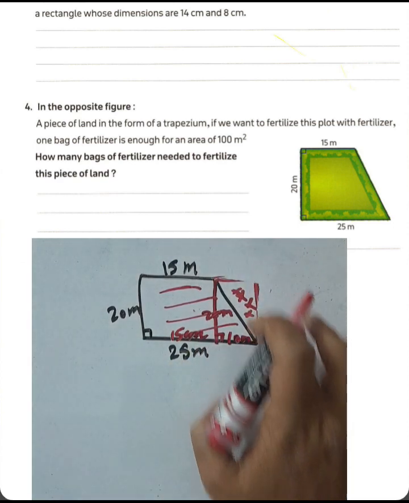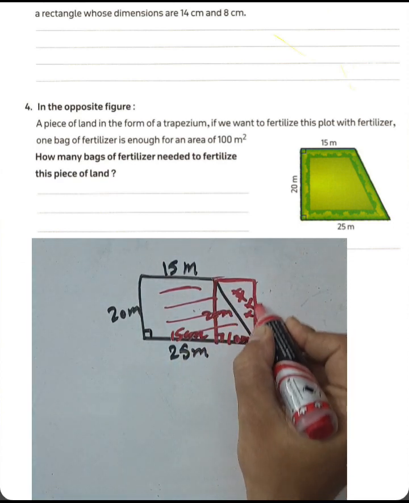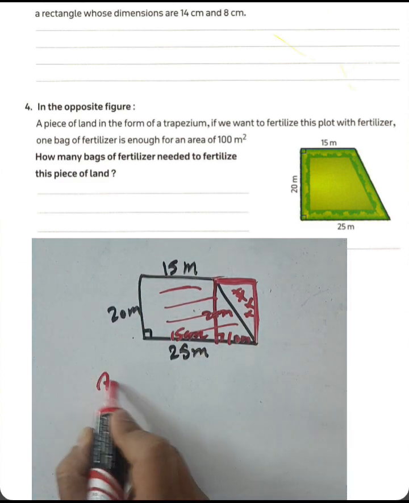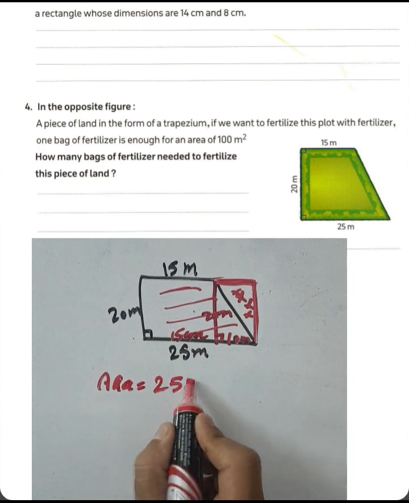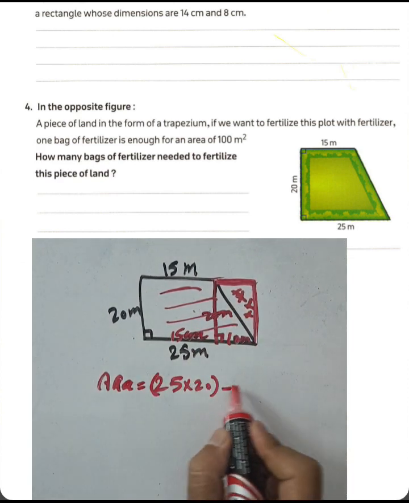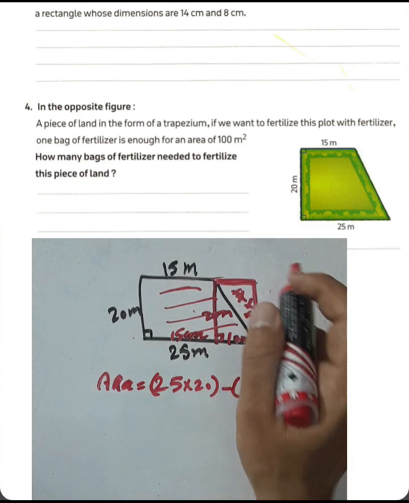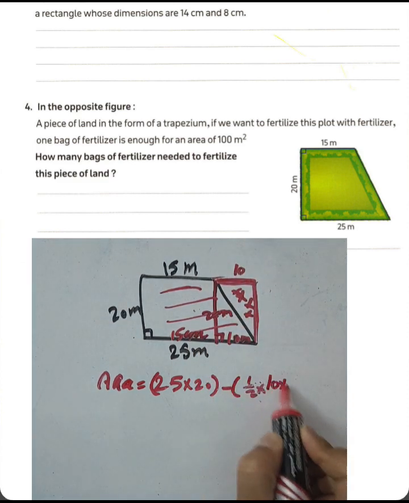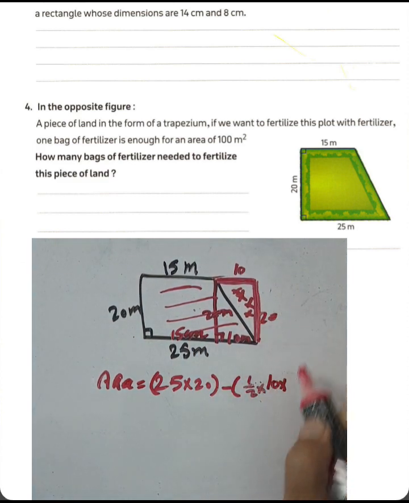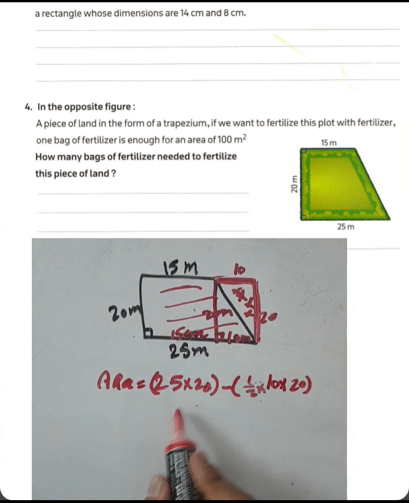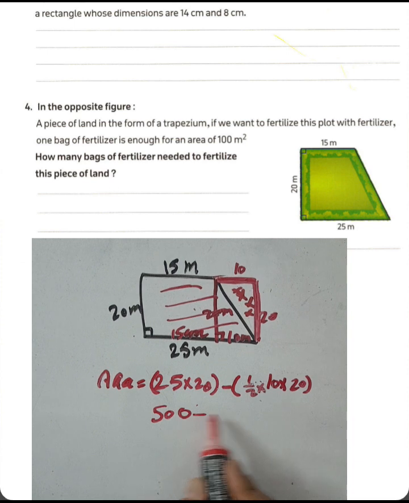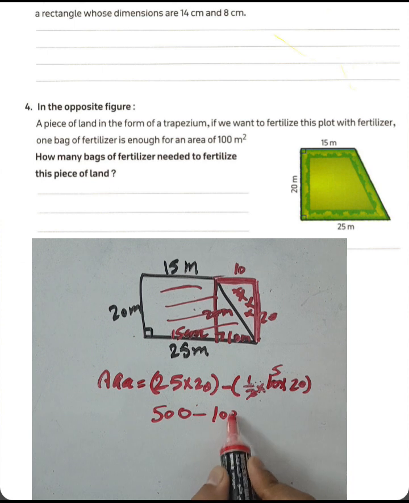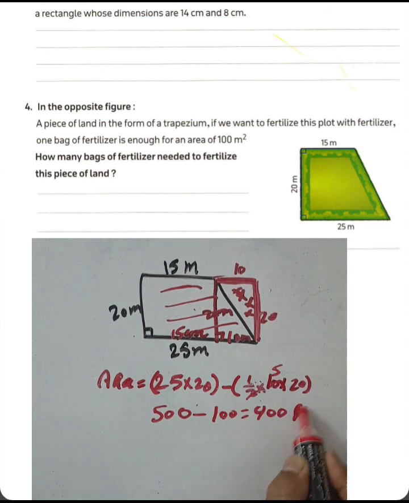Okay, you can find the area of the rectangle by length times width. The length was 25 and the width 20. You can find the area equals 25 product by 20, the area of the rectangle, subtract the area of this triangle, half times base. The base here will be 10, product by corresponding height here was 20. 25 times 20 is 500, and half times 10 will be 5. 5 times 20 equals 100. Then the area of the trapezium will be 400 square meter.